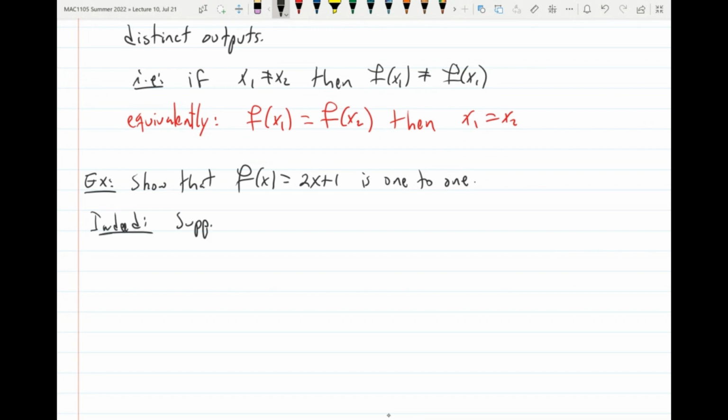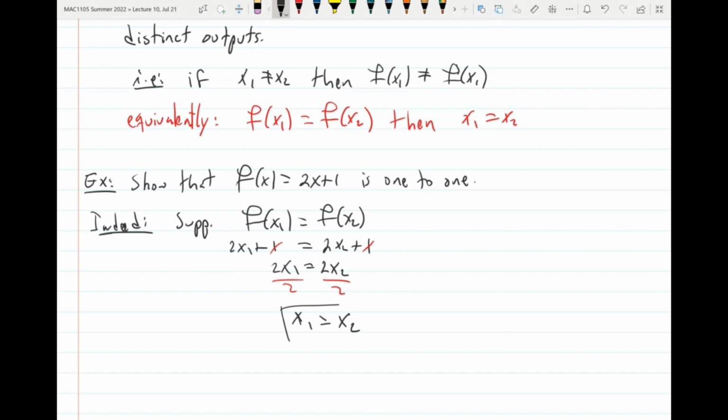So, suppose that you have f of x1 equals f of x2. So that means that 2x1 plus 1 must be the same as 2x2 plus 1, right? And now just cancel stuff. So you get 2x1 equals 2x2. The 2's cancel, dividing by 2. So we get that indeed x1 is equal to x2.